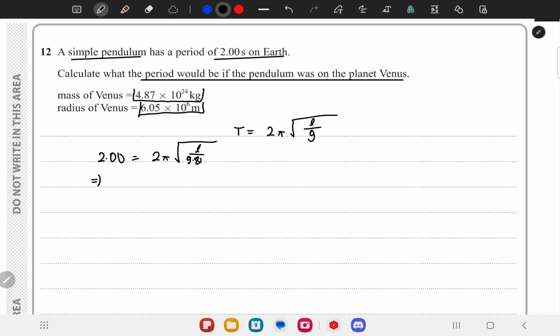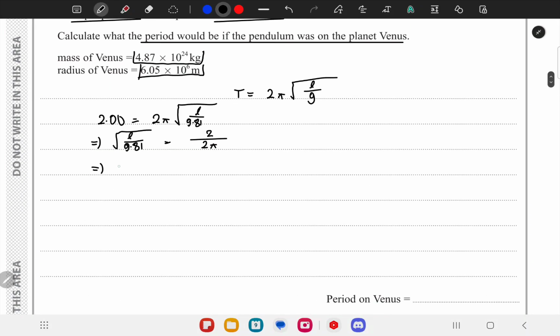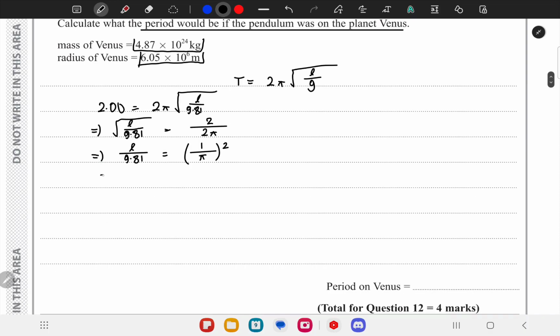So root over L by 9.81 is equal to 2 by 2 pi. We can square both sides and get L by 9.81 is equal to 1 by pi squared. L would be equal to 9.81 divided by pi squared.